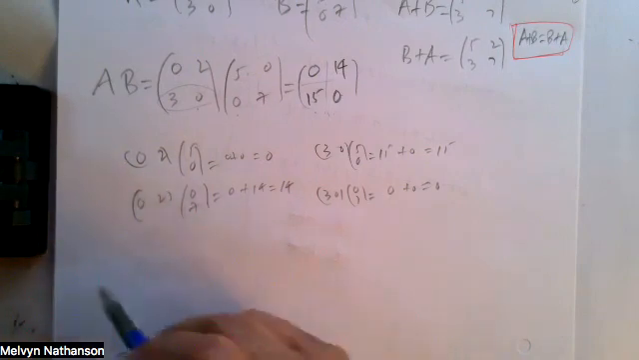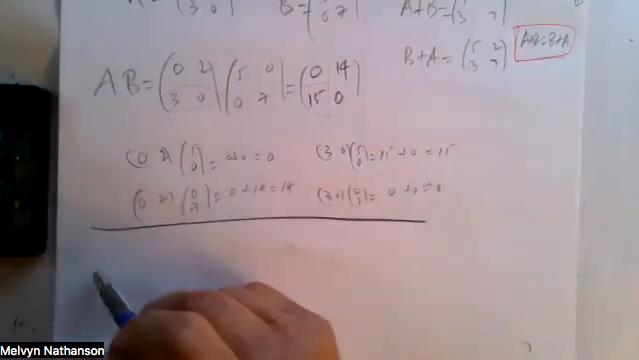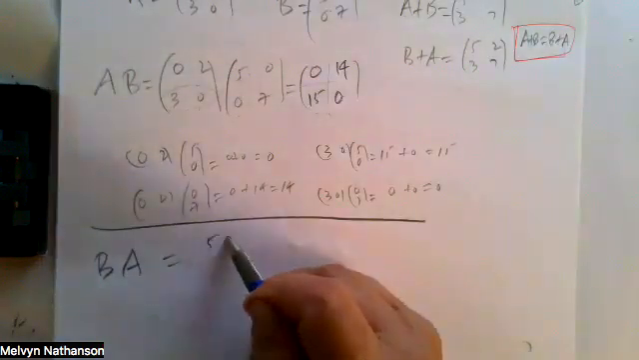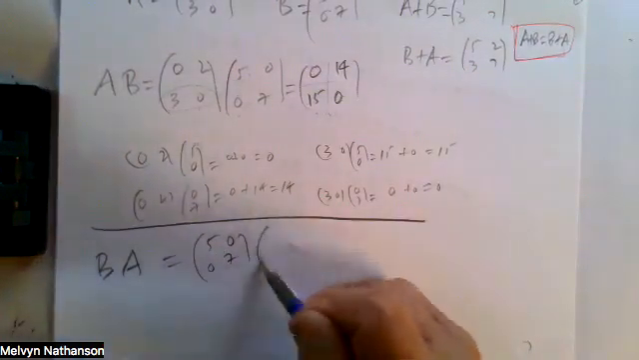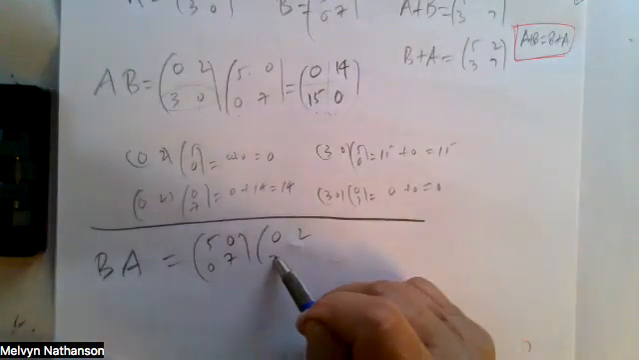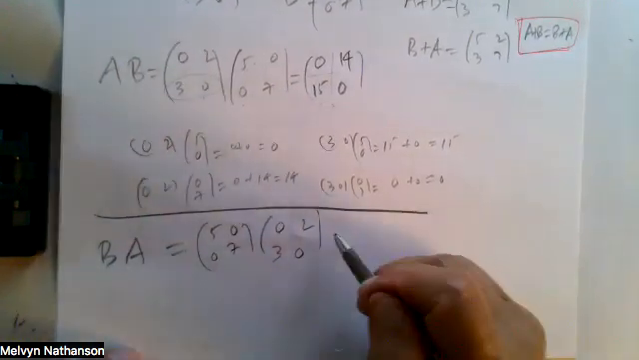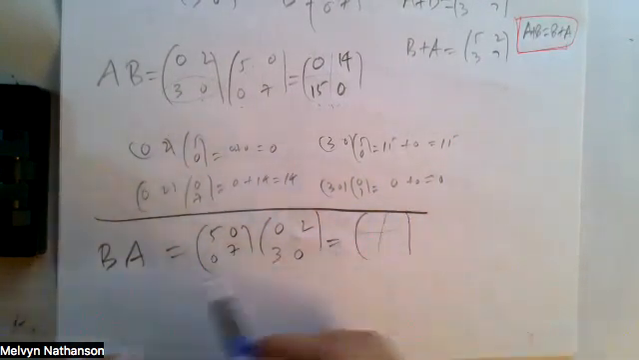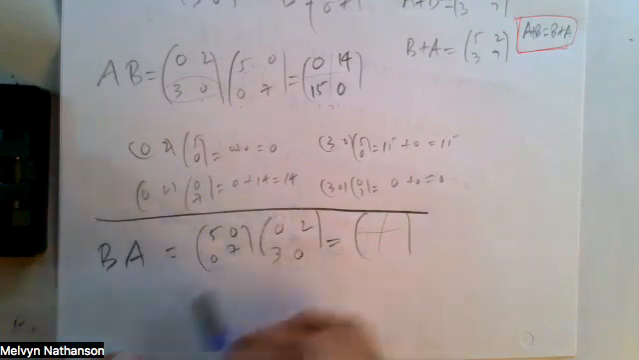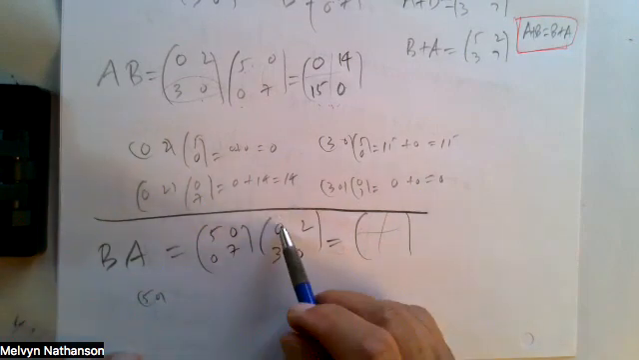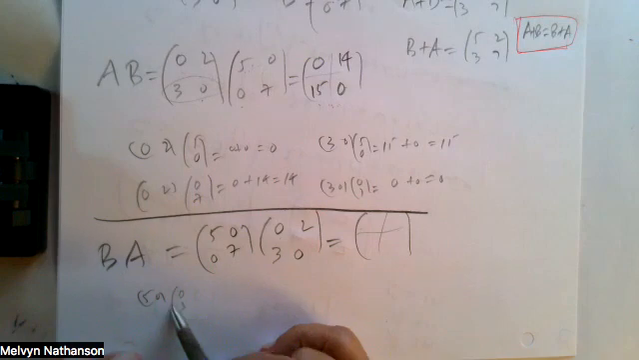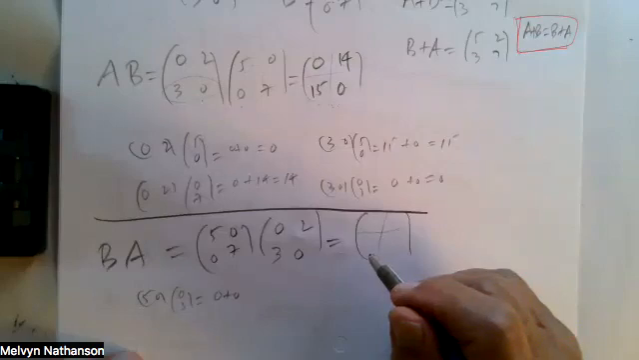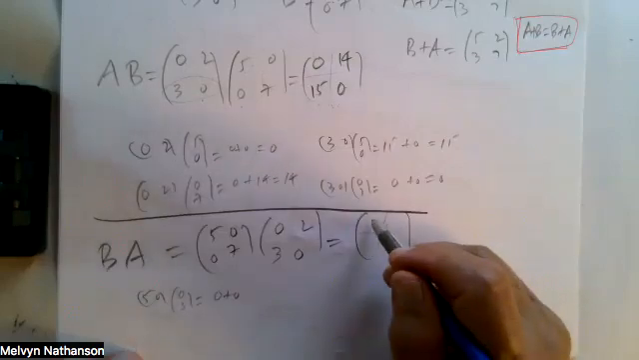Suppose I multiply in the opposite order. B times A. So B is the matrix 5, 0, 0, 7, and A is the matrix 0, 2, 3, 0. So this is going to give me what? Well, first row, first column. The first row of B is 5, 0, and the first column of A is 0, 3. When I multiply that, I get 0 plus 0. Get 0.